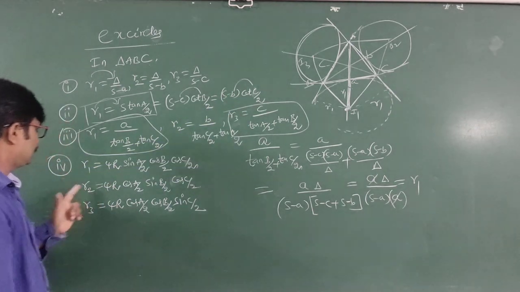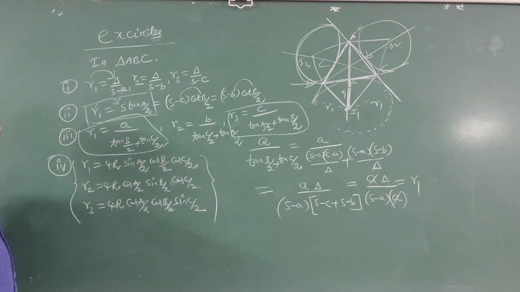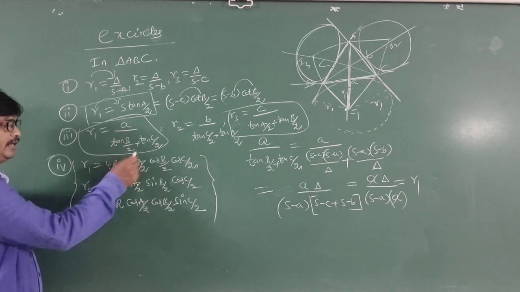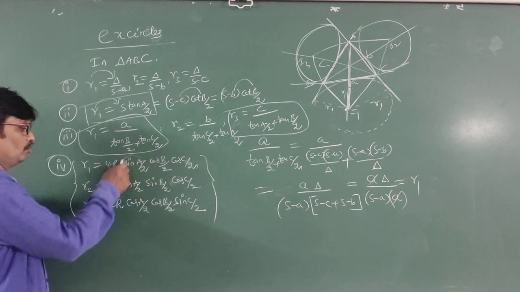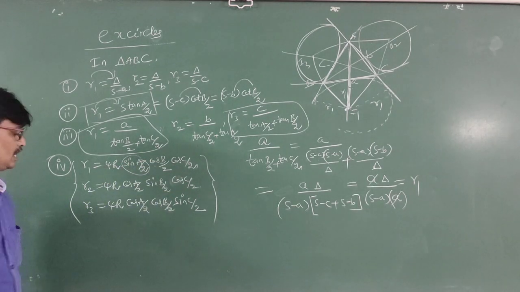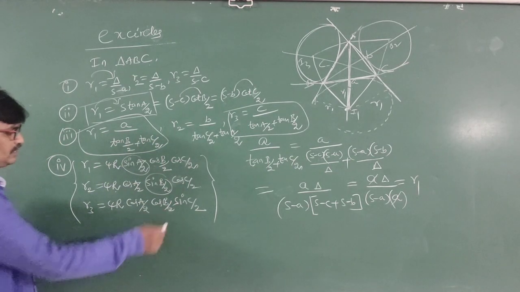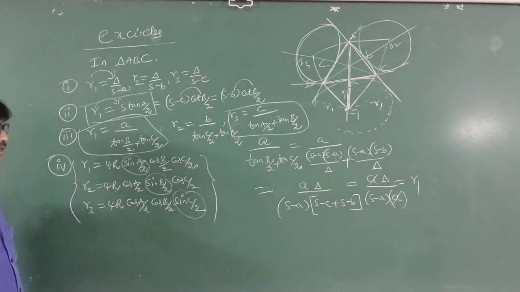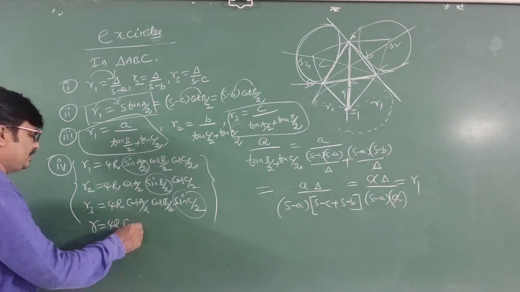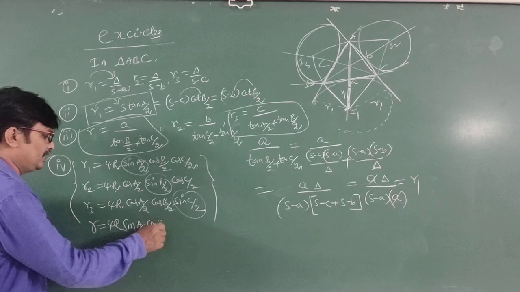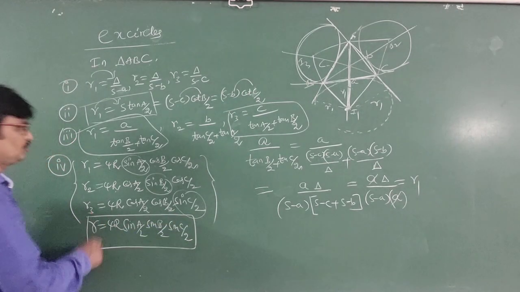Now the r1, r2, r3, this is very important. What do we observe, students? The small r is 4R sin A by 2 sin B by 2 sin C by 2. But r1 is 4R cos A by 2, and sin B by 2, remaining are cos. r3 is only sin C by 2, remaining are cos. But the small r is 4R sin A by 2 into sin of B by 2 into sin of C by 2. Is it clear, students?